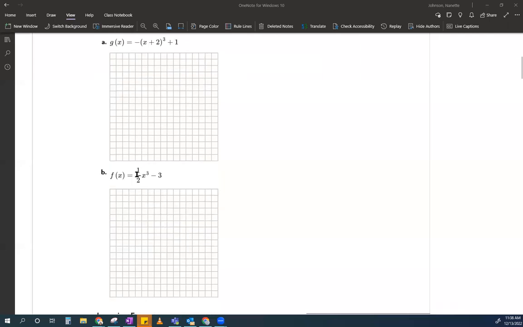Same thing goes with this. The half, does everybody remember what the half does to your function? The half makes it fatter, that's all.